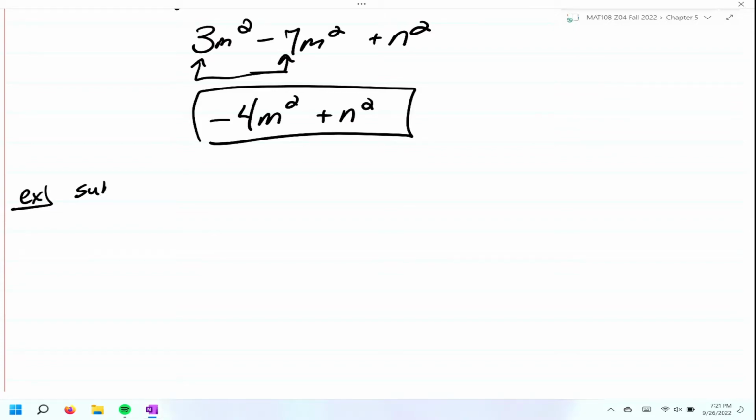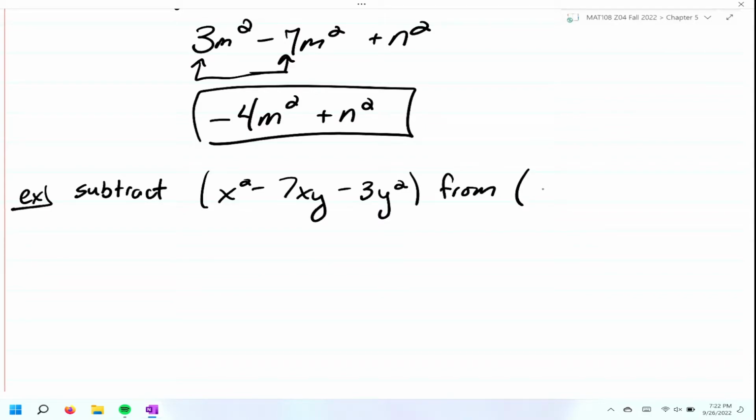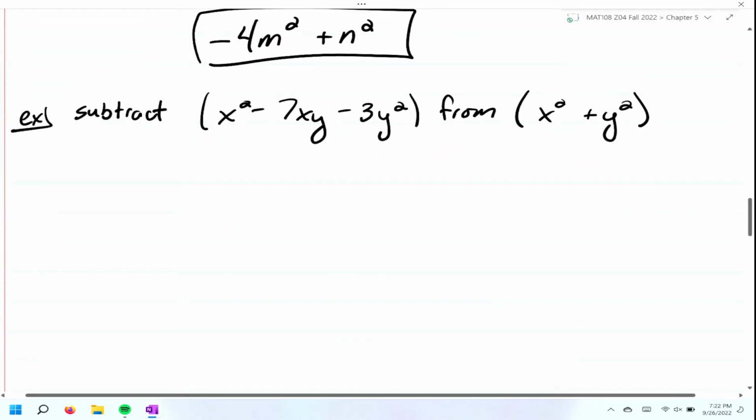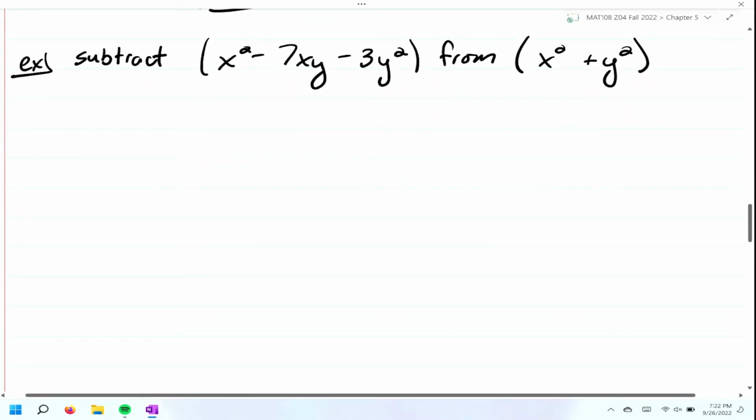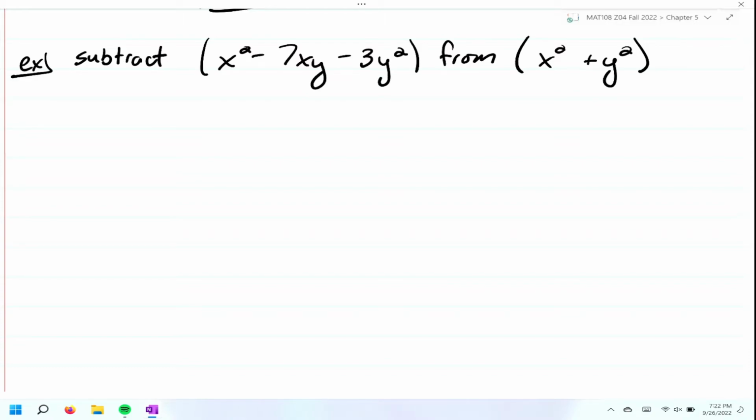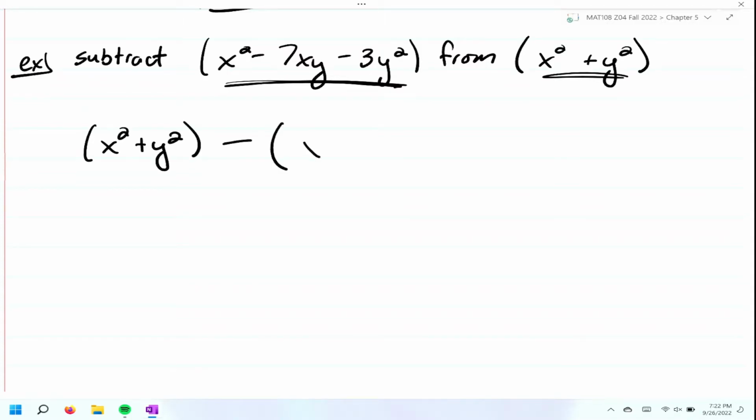So let's subtract. How about x to the second minus 7xy minus 3y to the second from x to the second plus y to the second. Now, the hardest part about this problem is just setting it up. We're subtracting the first polynomial, that's this, from the second polynomial, which is this, which means we have to rewrite this so that the second polynomial comes first, and then we subtract the first polynomial from that.